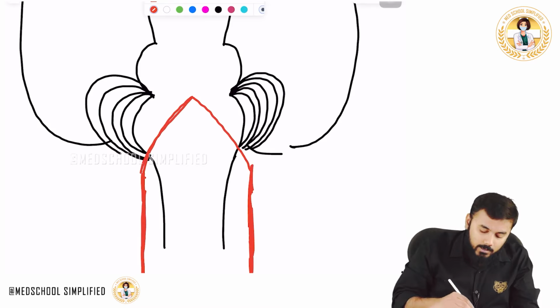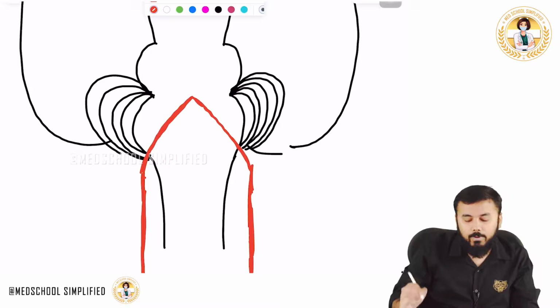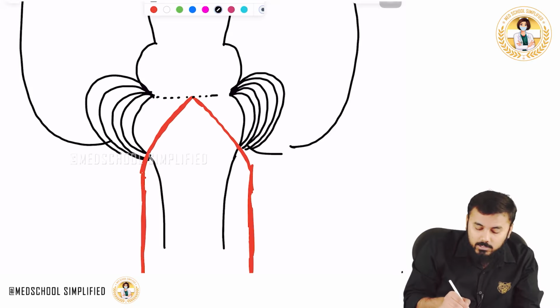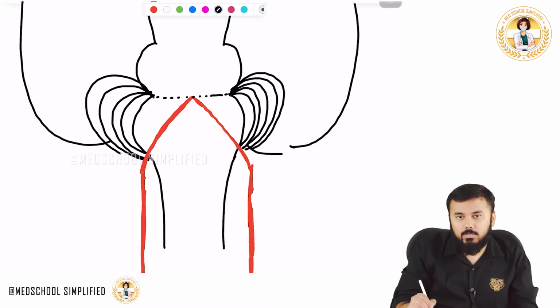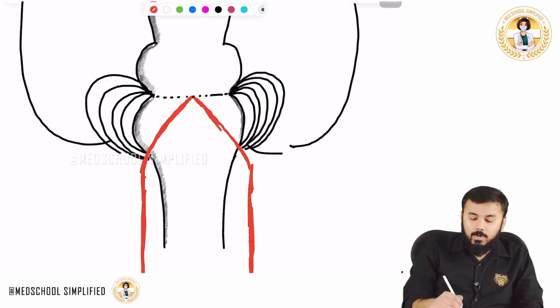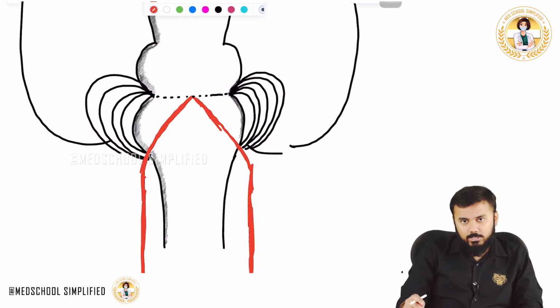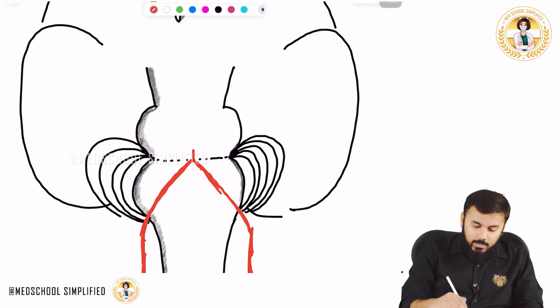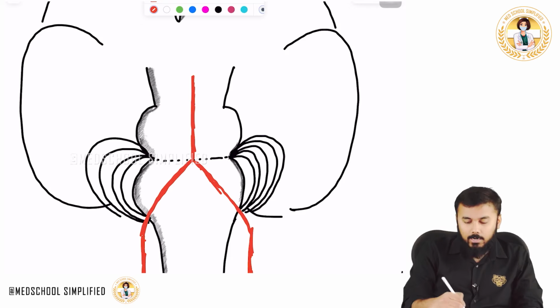Where is the point where they are meeting? They are meeting at a specific point called the pontomedullary junction. You see this particular junction between the pons and medulla oblongata; this junction is called the pontomedullary junction. So these two vertebral arteries, at the level of the pontomedullary junction, join together and form this particular artery which I am drawing right now. This artery is called your basilar artery.